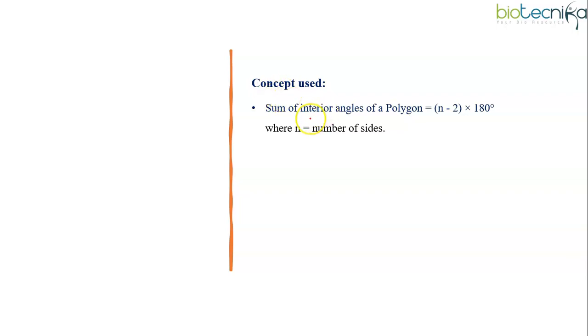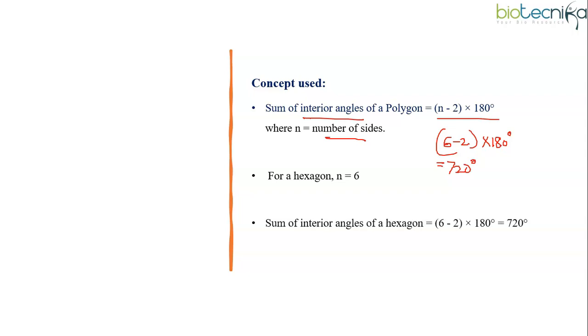Here, as we have to calculate the sum of internal angles of a polygon, we can use the formula (n minus 2) into 180 degrees. So n is the number of sides. For a hexagon, as we know, n is 6. If we substitute the values in the above formula, we'll get the sum of internal angles of polygon, so n is 6 here. On solving, we'll get 720 degrees. So the sum of internal angles of a hexagon is 720 degrees, which is given in option number 3.